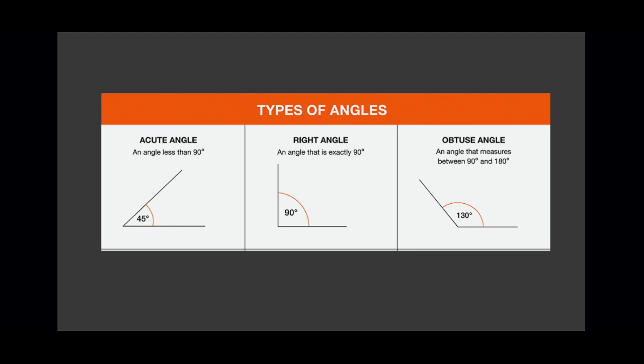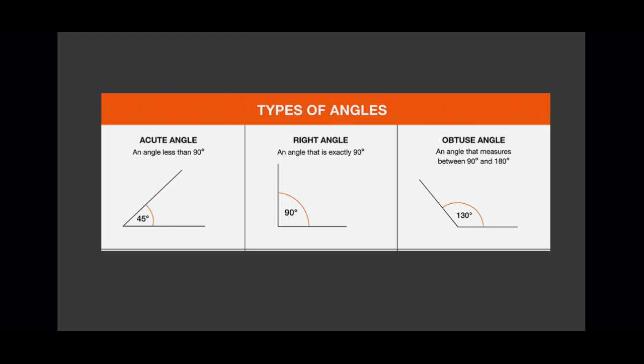So the first angle we're going to review is an acute angle. This angle, as it says, is less than 90 degrees. So it's a cute, tiny angle, which is a good way to remember the name. An acute angle has an angle that is less than 90 degrees.